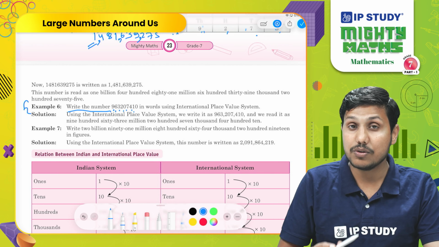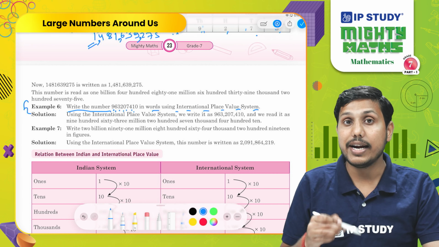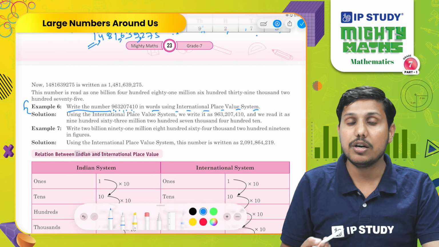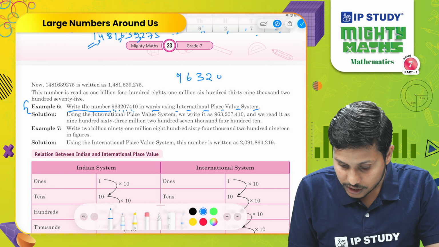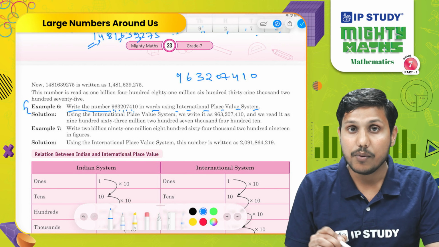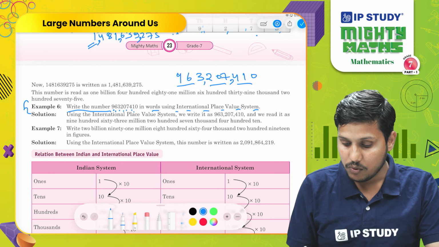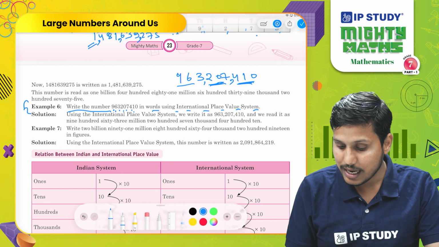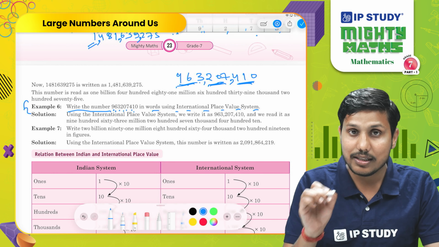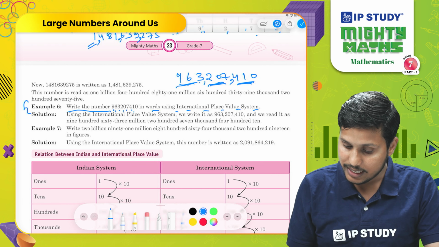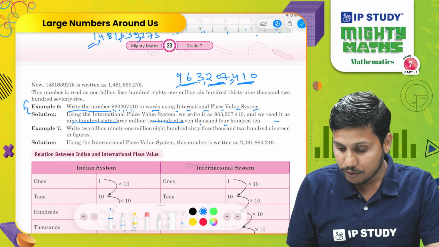Okay. Moving forward, let's see one example which says write the number 963207410, quite a large number, and we have to see how we can read it out in words using the international place value system. In order to write it in words, we need to put commas first to see in which period the digits fall. Now we have to put commas after each 3 digits, and then we have these groups. This is the ones group, this is the thousand group, and this is the million group. So how will we read it? 963,207,410, which we can see over here.